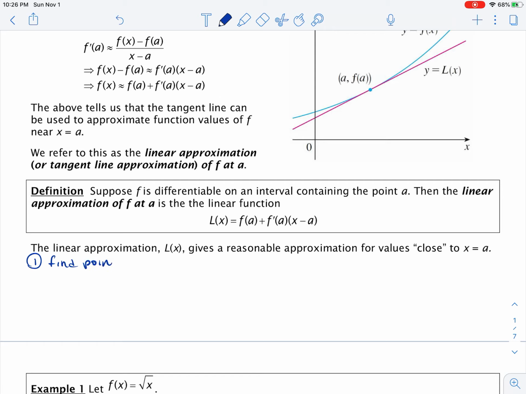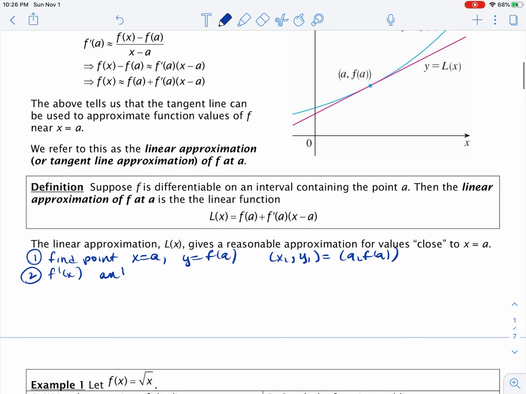And so what are those steps? You want to first find the point x equal to a and y equal to f of a, so that your point x1, y1 is equal to a, f of a, right? And step 2, you want to take the derivative of f of x and evaluate at x equal to a. Let's say for instance your curve was defined implicitly, then you could do implicit differentiation and then you might need x and y, but that's okay, you can do that.